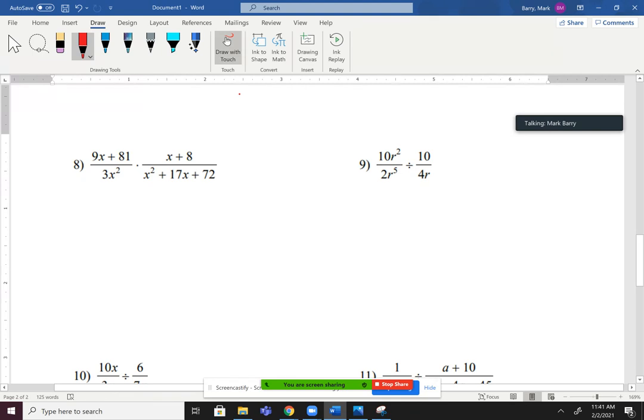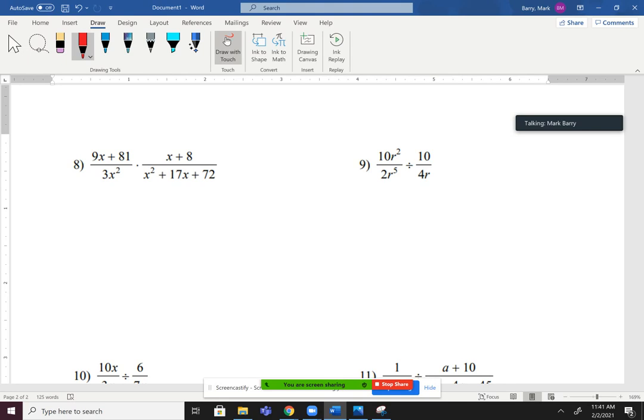All right, we'll start off with number 8 here. Number 8 is kind of just a review of what we did yesterday. We're multiplying the rational expressions here. We're going to start off, though, by stating the excluded values. And remember, we're not allowed to have the denominator equal 0.